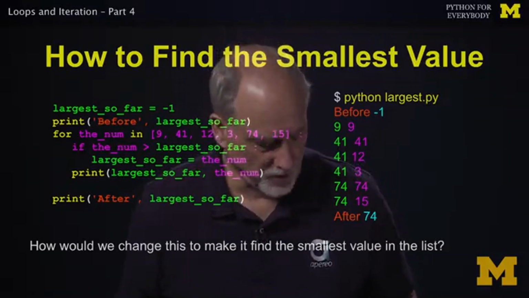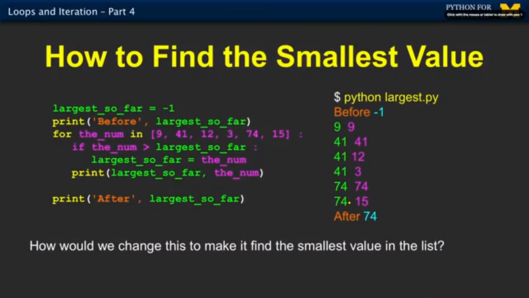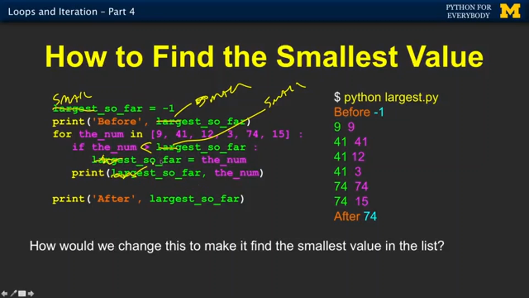Well, there's at least a couple things you would change, right? So the first thing you would do is let's just change this from a greater than sign to a less than sign. And let's just change the word large to small. Is that going to fix it? Take a second. If I changed all the word largest to the word smallest, and I changed the greater than to a less than, is that going to fix it?